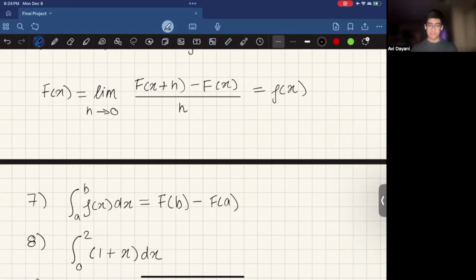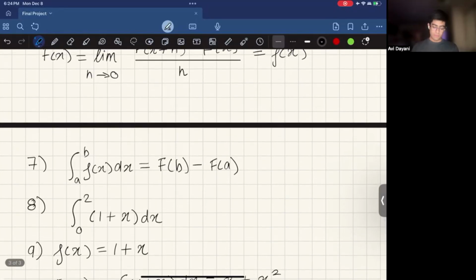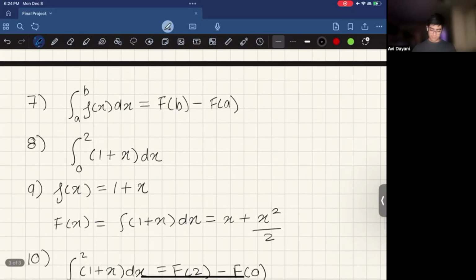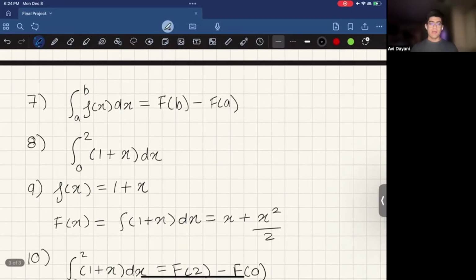Now let's use the fundamental theorem of calculus that we've just learned to solve an original example, which I've written in step 8. The example is right here. 1 plus x is the function that we're going to be working with. Instead of going back to Riemann sums and rectangles, because that's really messy, we're going to use the fundamental theorem of calculus to first find an antiderivative and then plug in the endpoints, which is what I have done here in step 9 and also 10.